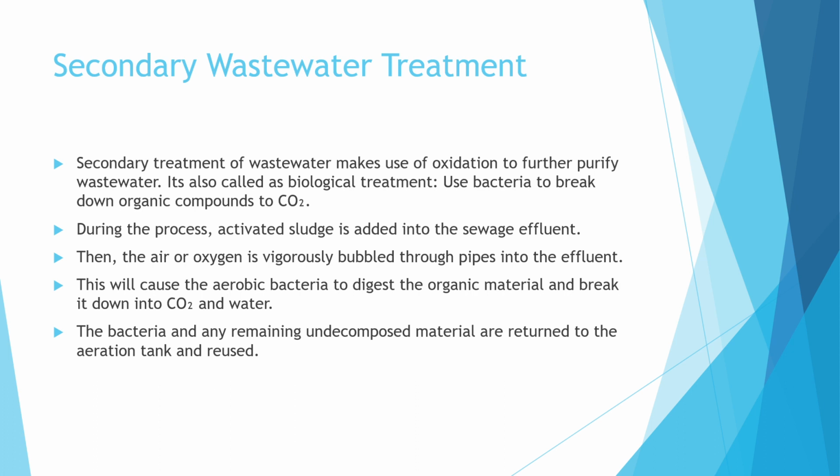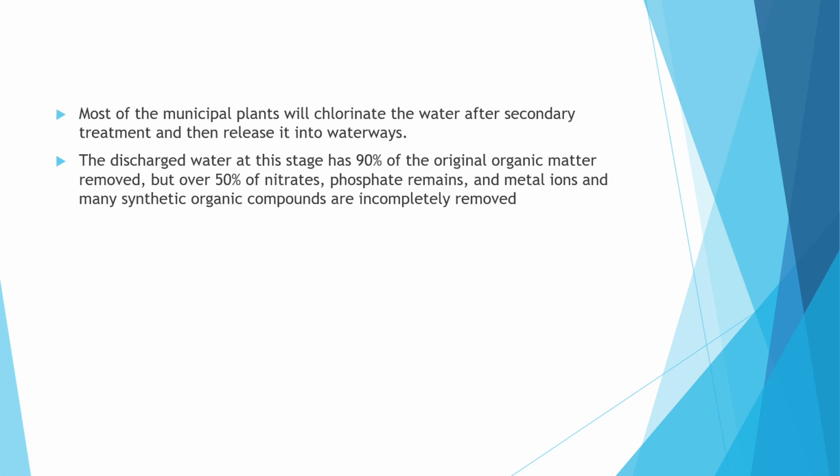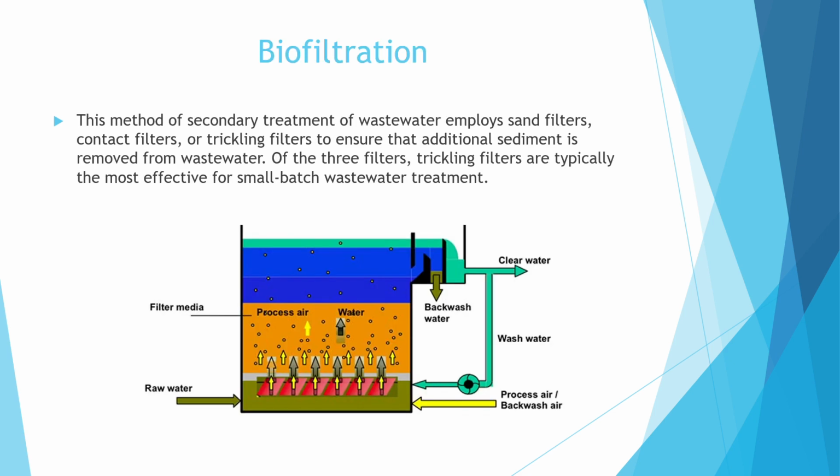This causes the aerobic bacteria to digest the organic material and break it down into carbon dioxide and water. The bacteria and any remaining undecomposed material are returned to the aeration tank and reused again. Most municipal plants will chlorinate the water after the secondary treatment and then release it into waterways. The discharged water at this stage has 90% of the original organic matter removed, but over 50% of nitrate and phosphate remains. The metal ions and many synthetic organic compounds are incompletely removed.